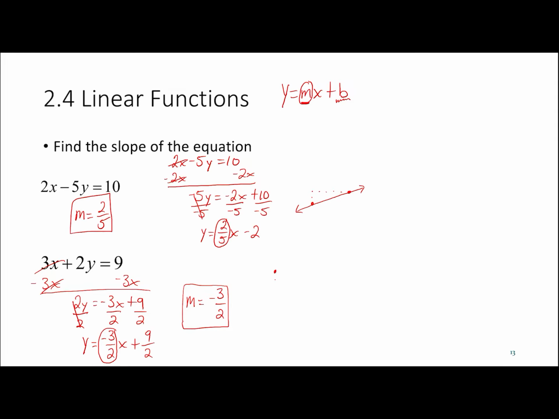Now, from a mental picture, what does it look like? Well, it means that if we have a point on this line, we're going to go down 3. We're going to go right 2, and there's another point on our line. And so again, when we connect those, our line looks something like that.